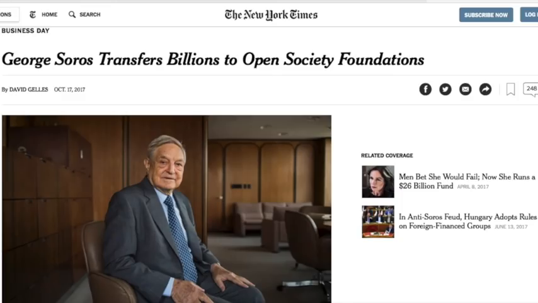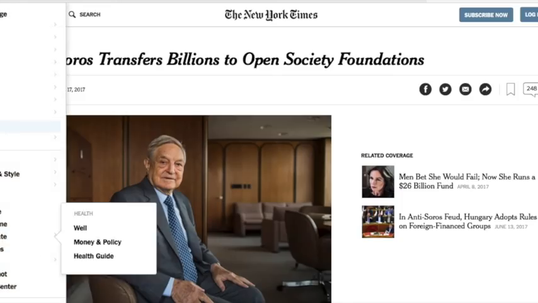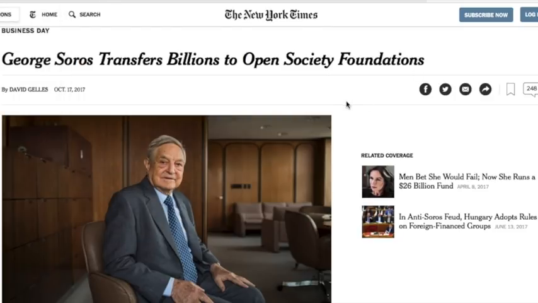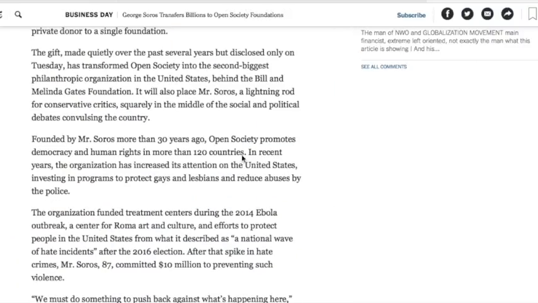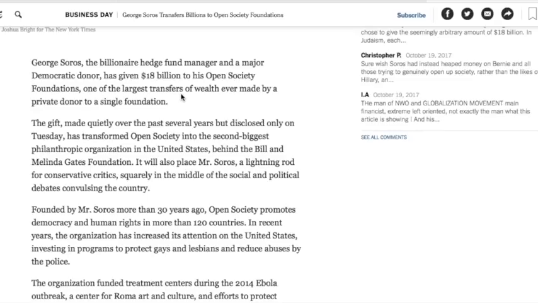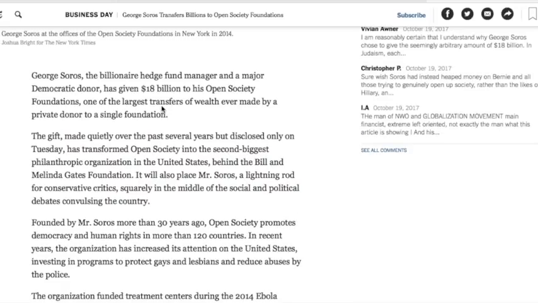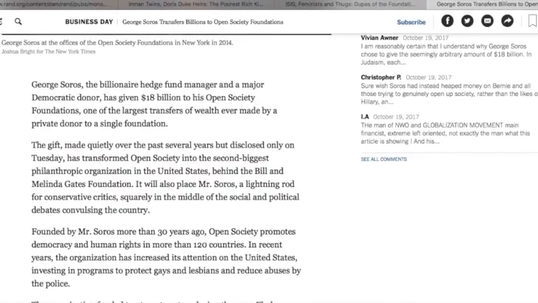Now we come to very recently the New York Times and its publication on October 17th of Soros transferring $18 billion, the largest ever transfer, as they say here, from a private donor to a foundation. It even tops Bill and Melinda Gates' donations. This article is important because it shows you the reach and the influence of Soros, and it backs up all kinds of stuff that I've been talking about for years. I wrote an article, too, that I want to reference in a second.